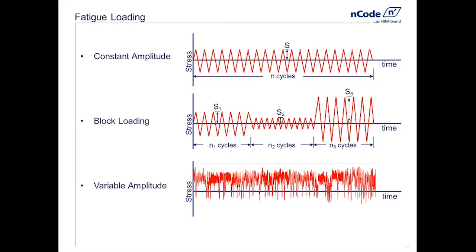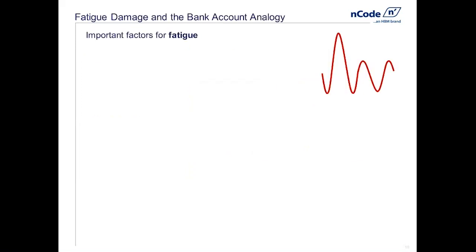So we need to be able to address this fatigue loading that's not a constant cycle. And the way we do that is we use this thing called rainflow cycle counting, and we'll look at that in just a minute. But before we do that, I want to look at an analogy between fatigue damage and your bank account.